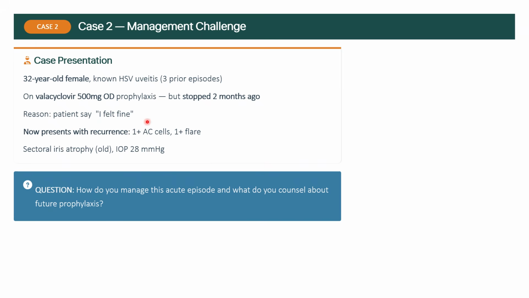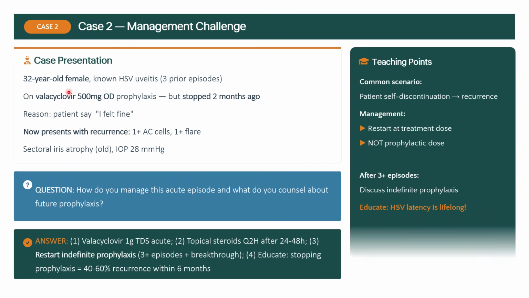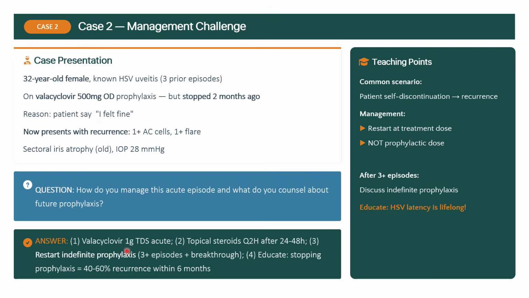The question is regarding how to change the dose from the prophylactic dose to the therapeutic dose; the diagnosis is already known, and what you will tell your patient and discuss regarding future prophylaxis. So we change the dose from the prophylactic dose to the treatment dose, which is 1 gram 3 times a day, and topical steroids should be used 24 to 48 hours after the initiation of antiviral treatment. And since the patient already had 3 previous attacks and now presents with another attack, lifelong prophylaxis is worth it in this case, because the recurrence rate will be very high.